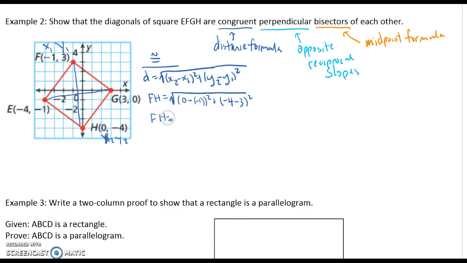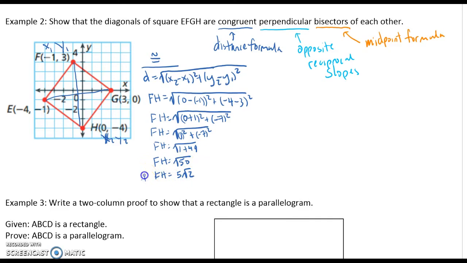And that's going to work out to some number. Let's check and see what we get. Okay, so there's that work, and I get square root of 50, but remember, always do simplest radical form, so simplify if you can. That's going to give me 5 square root 2. Okay, we're going to do the exact same thing, but now with E and G. Again, just pick one point. So we got x1, y1, x2, y2, and plug it in and solve. And let's see if we get 5 square root 2 again.